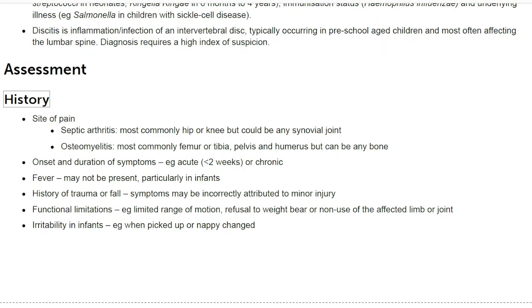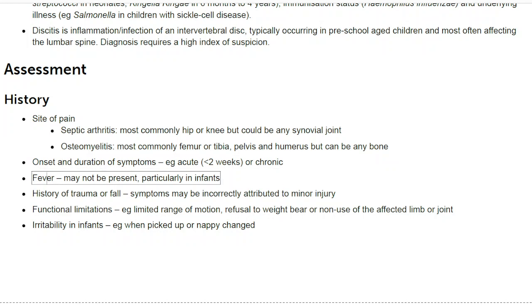Assessment. History. Site of pain. Septic arthritis, most commonly hip or knee but could be any synovial joint. Osteomyelitis, most commonly femur or tibia, pelvis, and humerus but can be any bone. Onset and duration of symptoms, e.g. acute, less than 2 weeks, or chronic.